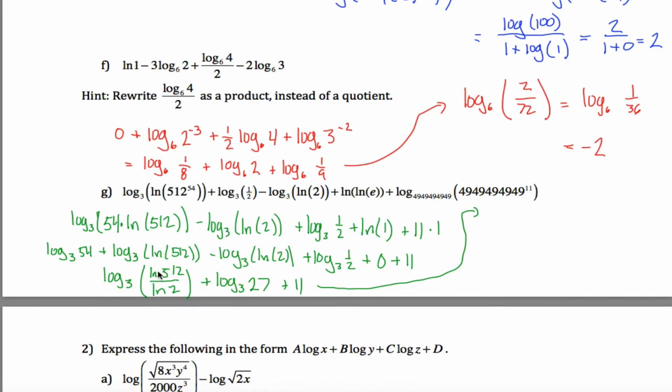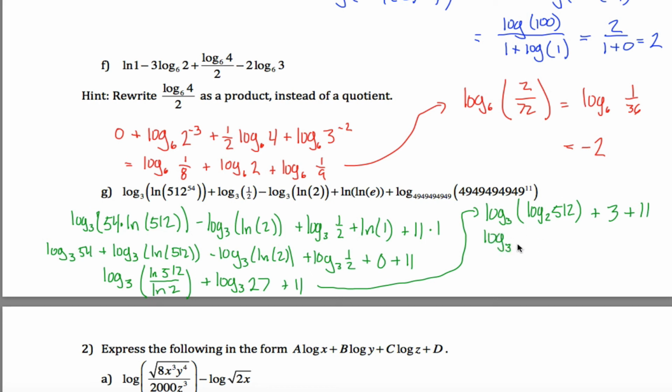At any rate, the natural log of 512 over the natural log of 2 can be rewritten as the log base 2 of 512. The log base 2 of 512 can be rewritten as any log I want of 512 divided by that same log of 2, which is what I have over here. Log base 3 of 27, that's asking you what power do you got to raise 3 to make it a 27. That answers 3. So I get here.